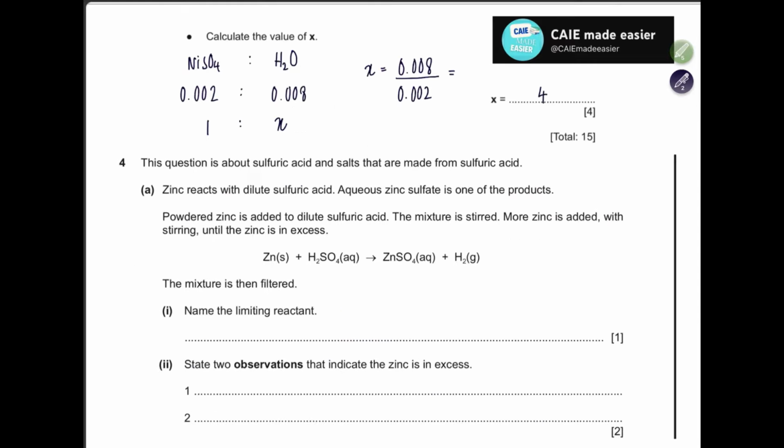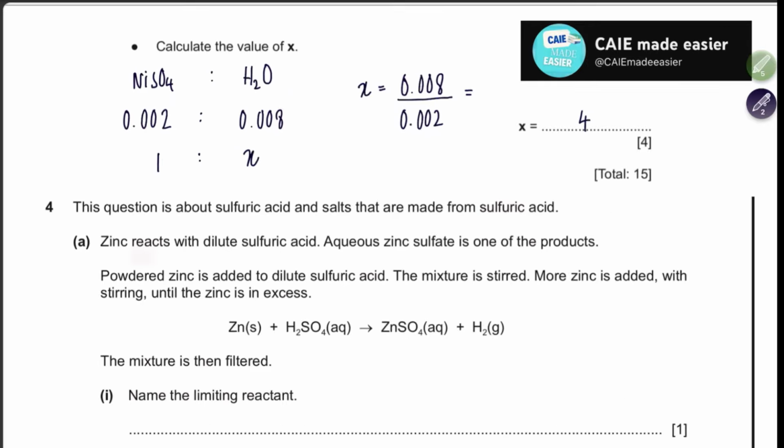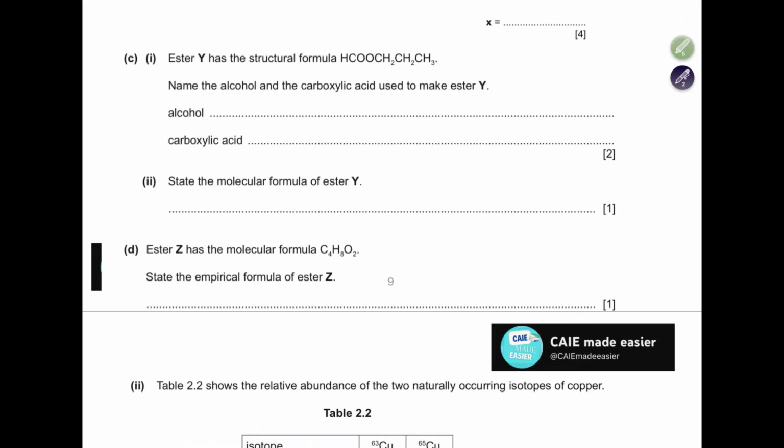This question is about sulfuric acid and salts that are made from sulfuric acid. Okay. Zinc reacts with dilute sulfuric acid. Zinc and dilute sulfuric acid react. Aqueous zinc sulfate is one of the products. Powdered zinc is added to dilute sulfuric acid. The mixture is stirred. More zinc is added with stirring until zinc is in excess. The mixture is then filtered. Name the limiting reagent. So they're saying they keep on adding zinc until there is no more reaction. So obviously H2SO4 will be the limiting reagent.